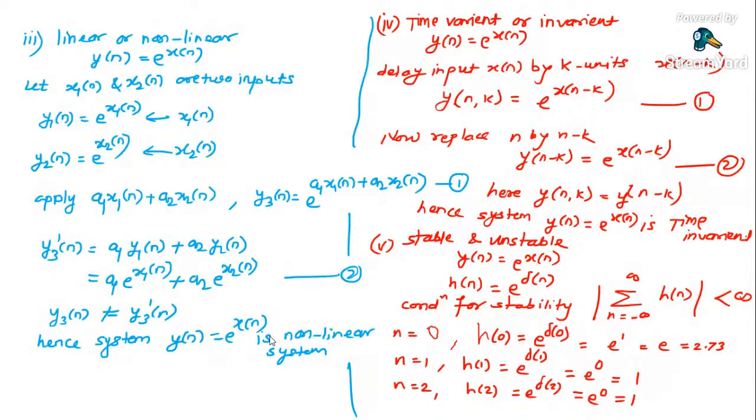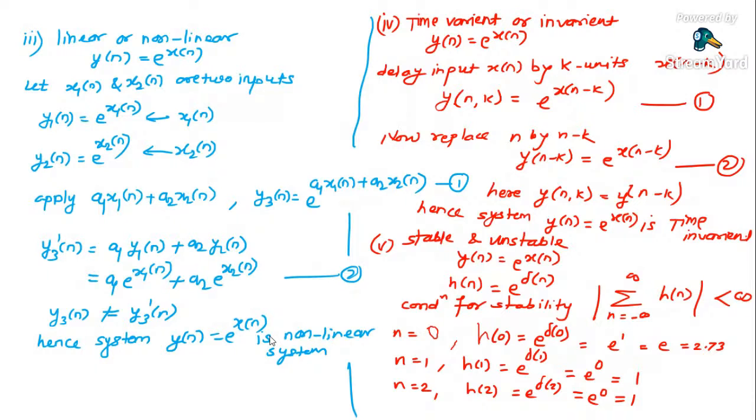Now, then go for linear or non-linear system. Apply two inputs, x1 of n and x2 of n. After applying two inputs, find out the outputs y1 of n and y2 of n. Then apply the combined input by multiplying a1 to input 1 and a2 to input 2. Find out the output and check whether both are equal. If not equal, then that is a non-linear system. If both are equal, then it is a linear system.